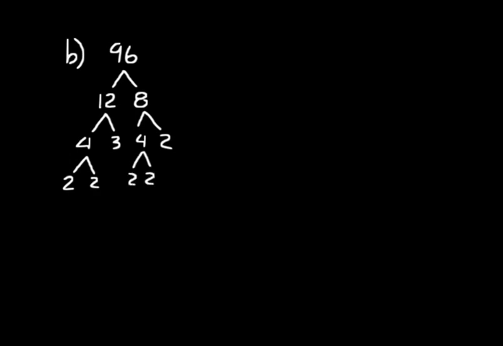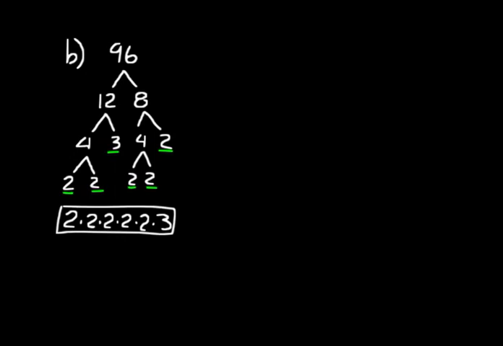Now, be careful on this. Remember, the last entries in any branch, those are your prime factors. So this 3, this 2, and these 4 2s, those are all the prime factors. Now just go ahead and rewrite that. 2 times 2 times 2 times 2 times 2 times 3. 5 2s times 3. That's the prime factorization. Then of course you can always check your work to make sure that's correct, and this one is correct. If you multiply that back out, you will get 96.